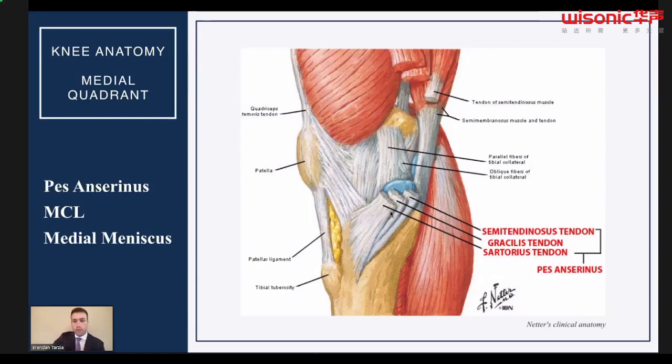So this is going to be the tendons of the semitendinosus, the gracilis, and the sartorius, where they're all meeting. They meet at that pes, and you have this bursa right underneath. That's really what you're going to see on ultrasound, to know that you're in the right area where the pes anserinus is.